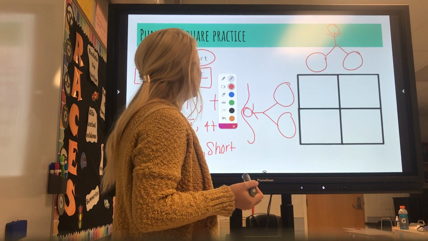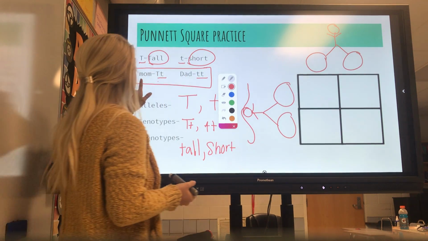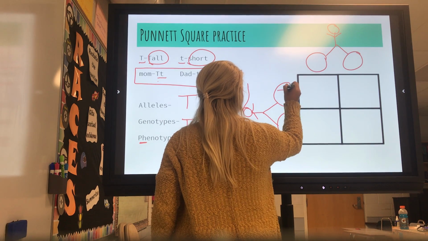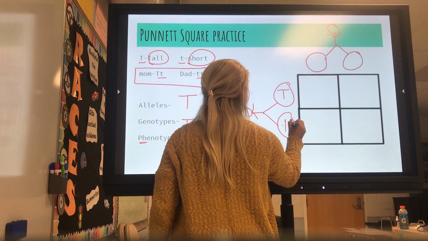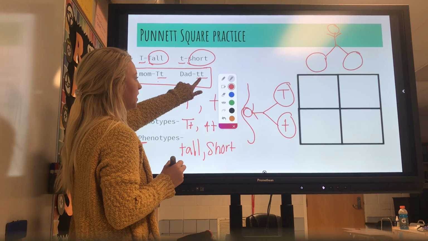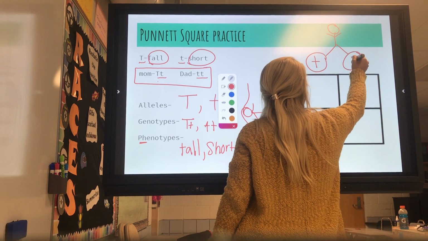So we're going to put their genotypes in their feet. So mom's genotype is big T, little t, so I'm going to write a dominant T, recessive t. Dad's alleles, his genotype, both of his alleles are recessive. So his genotype is little t, little t.